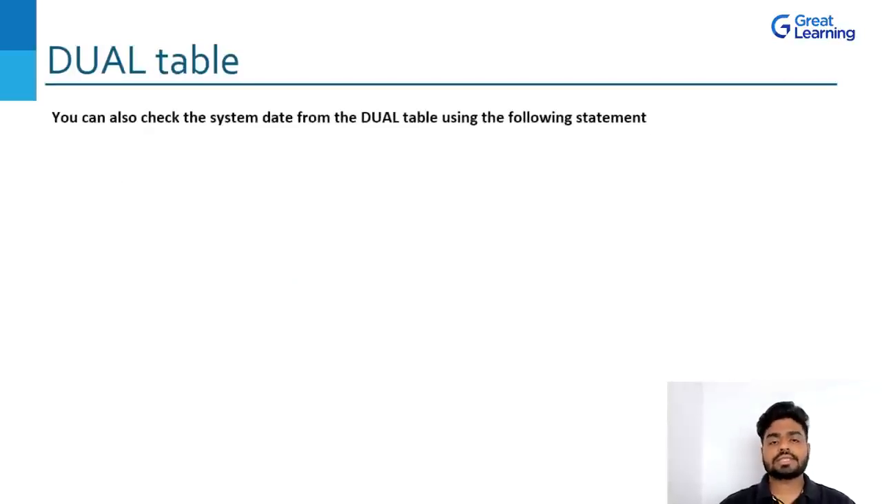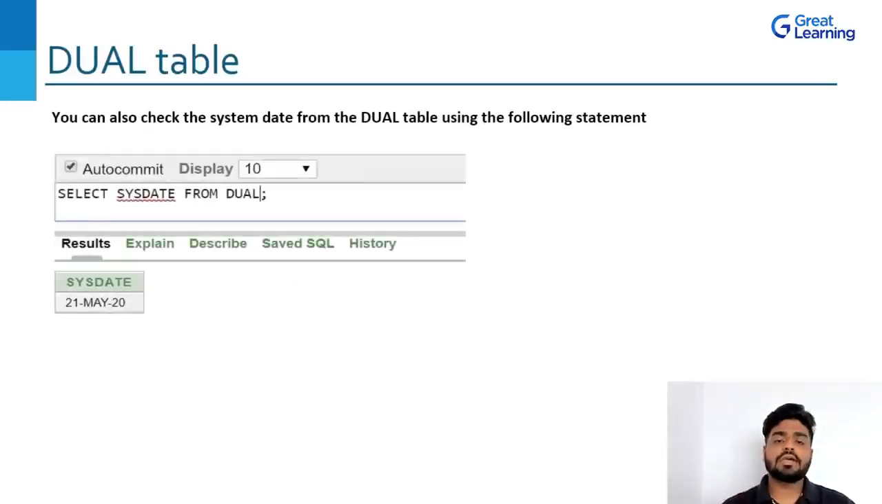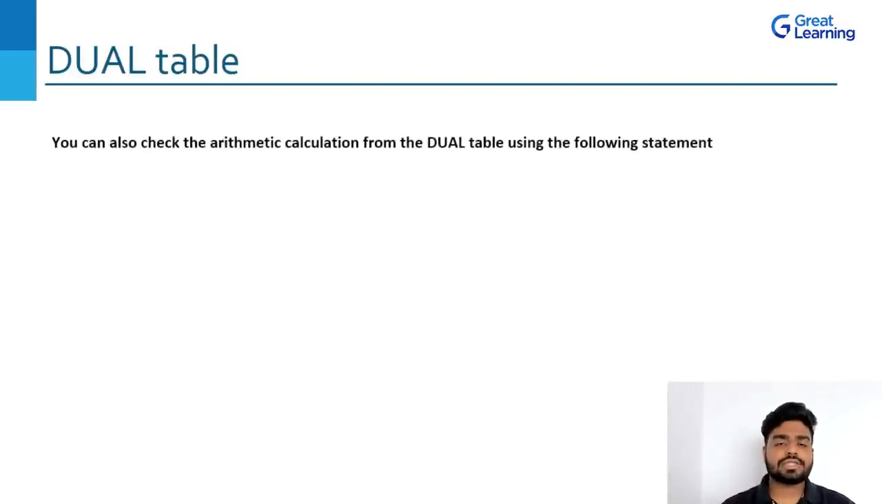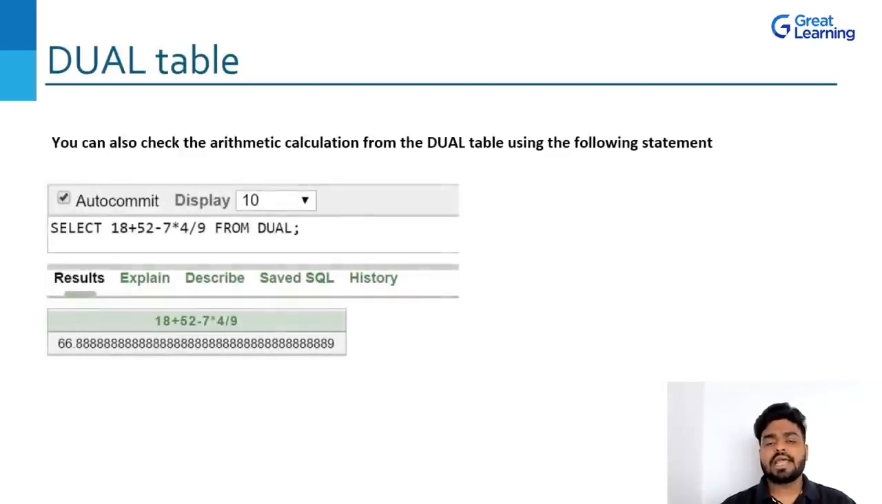You can also check the system date from the dual table using the following statement. And you can also check arithmetic calculations on the dual table using the following statement. Let's say I have some formula or an equation and I want to execute that. The dual table will give you the answer, whatever answer will come. And this is my dual table. So this was all the miscellaneous topics around SQL and the Oracle database.